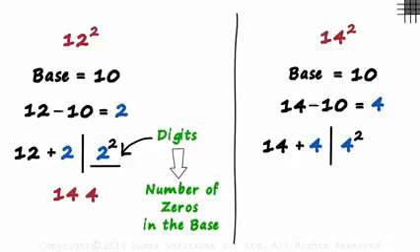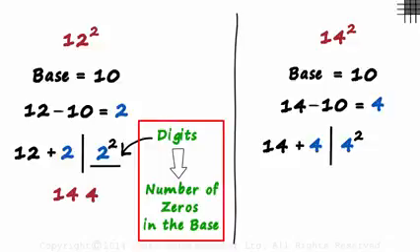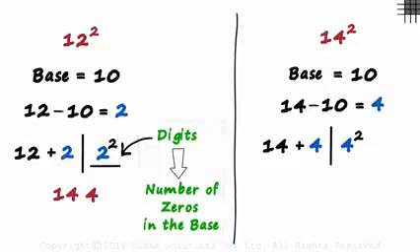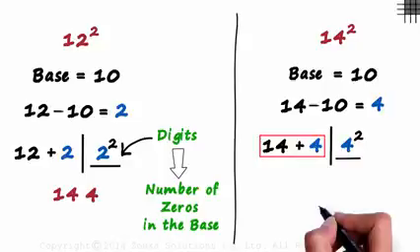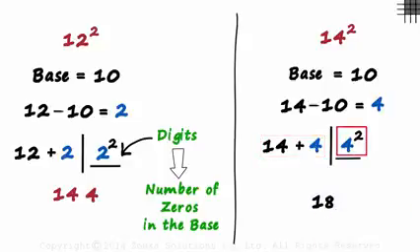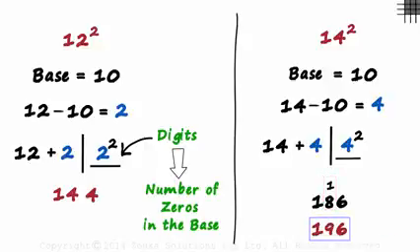Don't forget what I told you. The number of digits on the right will be equal to the number of zeros on the base. As there is just one zero in the base, we will have just one digit on the right. So 14 plus 4 is 18 and 4 squared is 16. As just one digit is allowed on the right, we carry the 1 over and write 6 here. 8 plus 1 is 9 and 1, 6. That's the answer. 14 squared is 196.